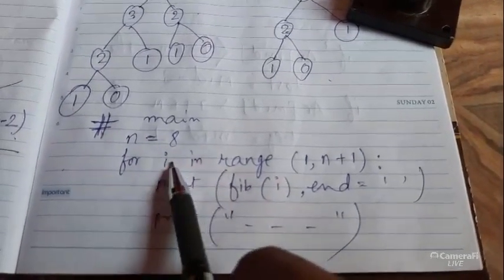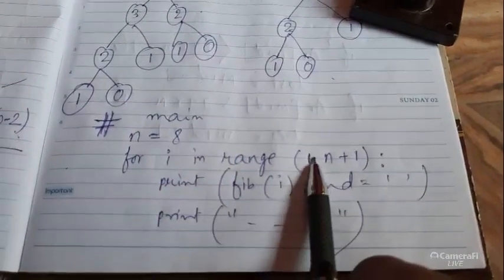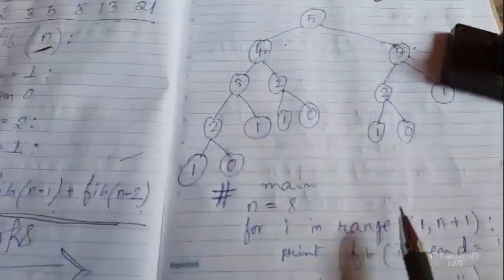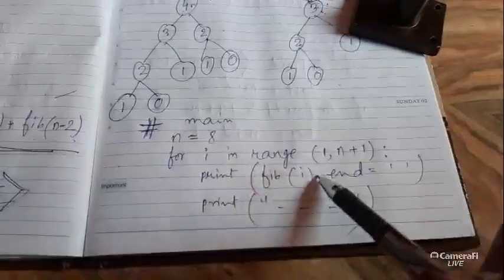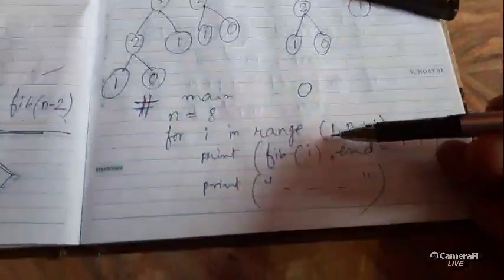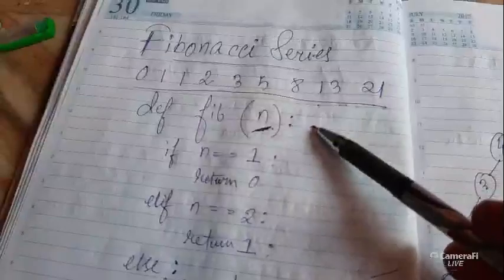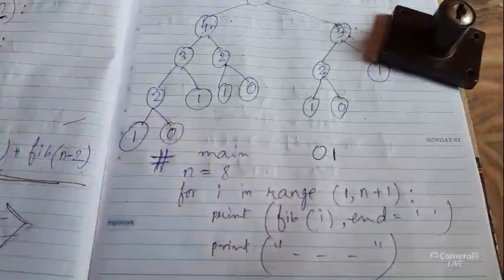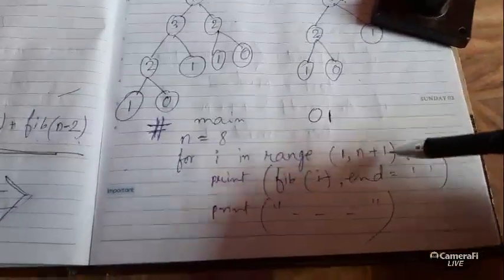So when i is 1, for example, you are passing the first i. i means 1 here. So this i will pass to this part, 1. So first of all it will print 0. Then i will be increased by 1, that is 2. So when it passes 2, it will return 1. So after 0 it will print 1. Then the next value is 3.